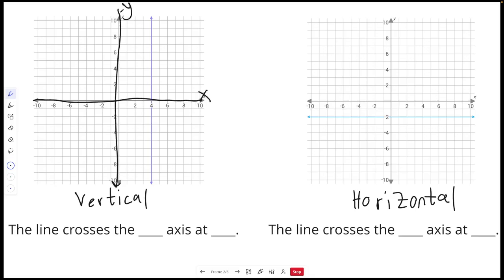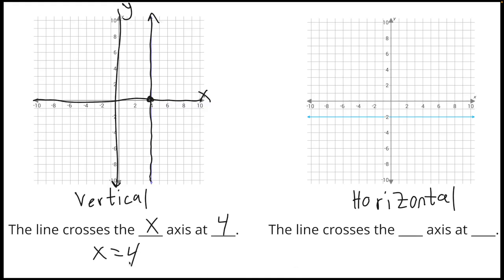So we look at the purple line and we say the purple line crosses the blank axis at blank. If I trace this purple line, it crosses the x-axis. And what number is it crossing at? It's crossing at 4. So the way we write this equation is x equals 4, final answer.